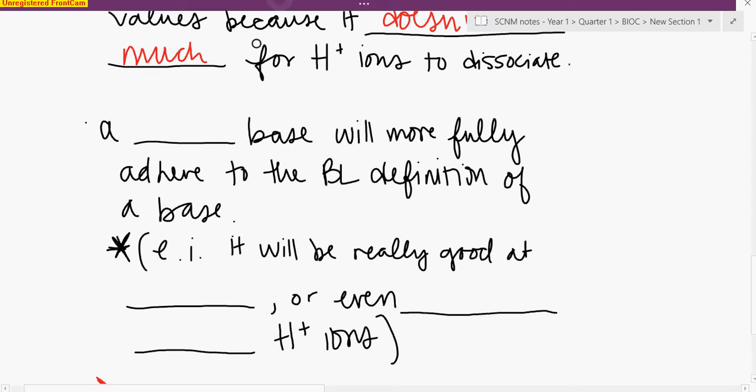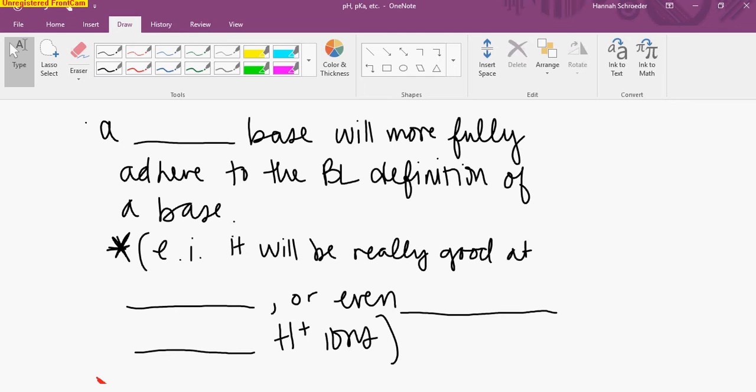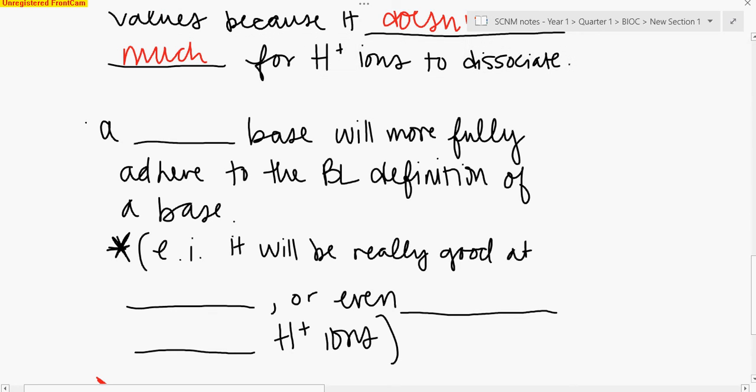So, in relation to the definition of a base, a strong base will more fully adhere to the Bronsted-Lowry definition of a base, whereas a weak base might not as fully adhere to the definition. So a strong base is going to be a hydrogen acceptor, or as we've discussed, a hydrogen taker. It will hold on to those hydrogen ions. It's a hydrogen ion hoarder in some cases.